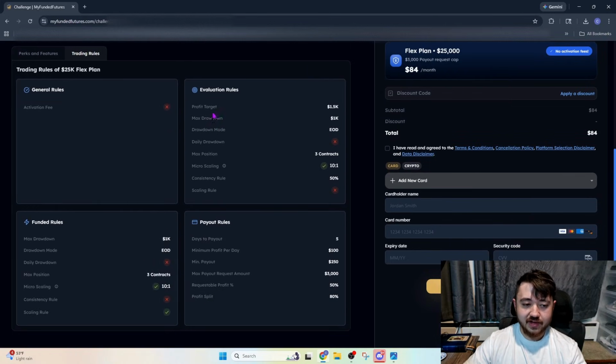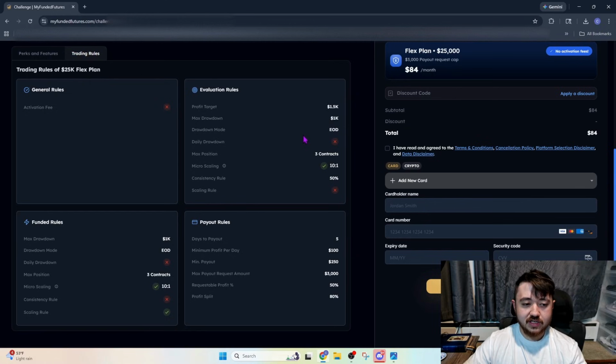And yeah, so let's go over the evaluation rules. So right here, the profit target for the 25k account is $1,500. And there's a 50% consistency rule. That's pretty much all the rules. You have 3 contracts max to work with, or 30 micros, or 3 minis basically. And it's an end of day drawdown update, which is very nice. I like that. And you have a $1,000 drawdown.